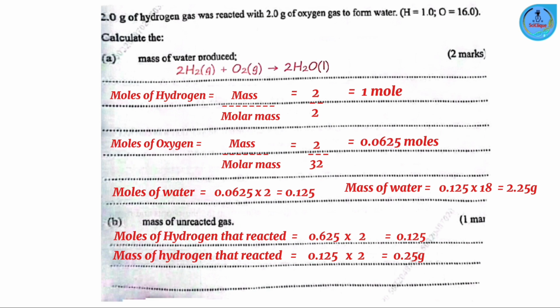What is the total mass that we had initially? 2 grams. What is the mass of hydrogen that reacted? 0.25. So the difference between these two will give us the mass of hydrogen that didn't react, that remained unreacted, that was in excess. So this is going to be 1.75 grams.